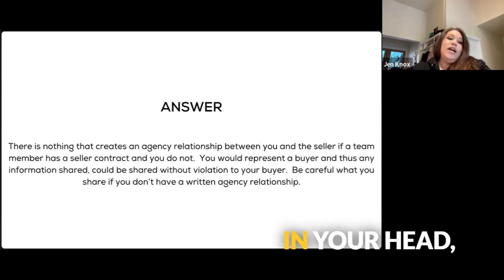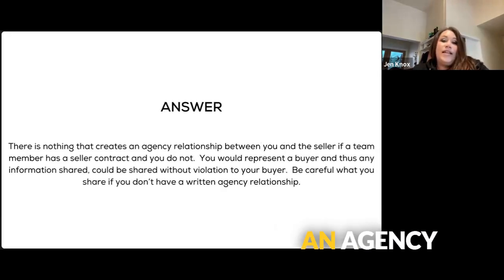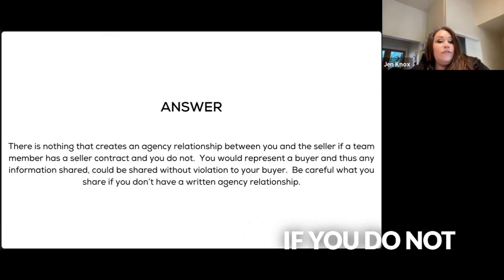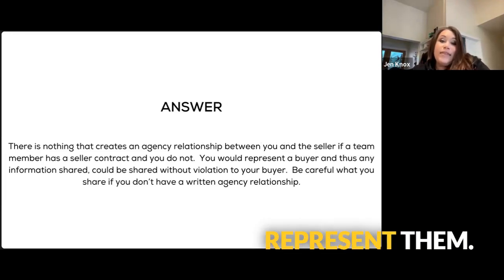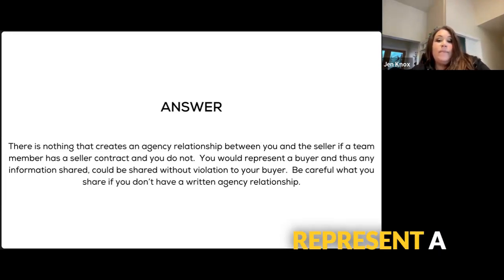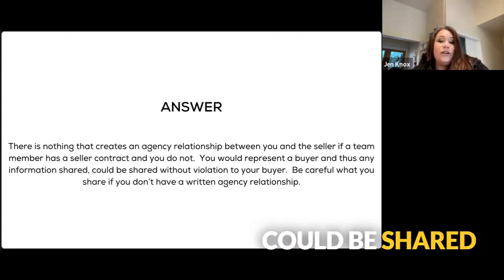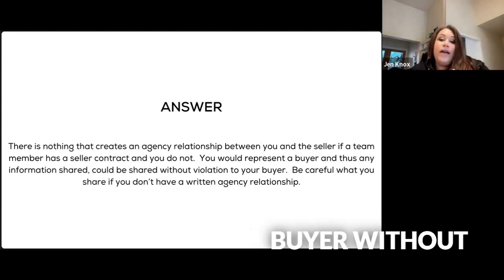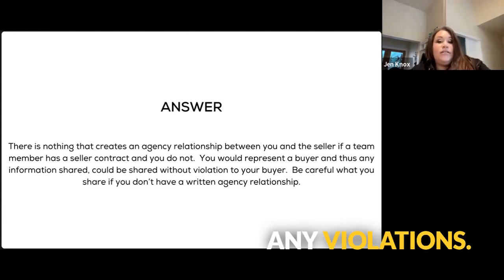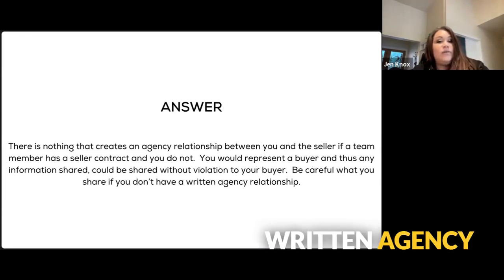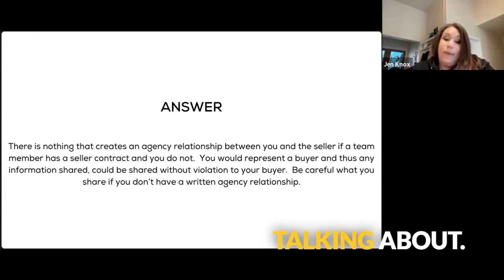Well, if you've answered this in your head, there's nothing that creates an agency relationship between you and the seller, even if a team member has a contract with the seller. If you do not have that contract, you don't represent them. So you would represent a buyer, and thus any information that was shared could be shared from you to your potential buyer without any violations. So be careful what you share if you have a team, especially if you're sharing it with somebody who doesn't have a written agency relationship with the client you're talking about.